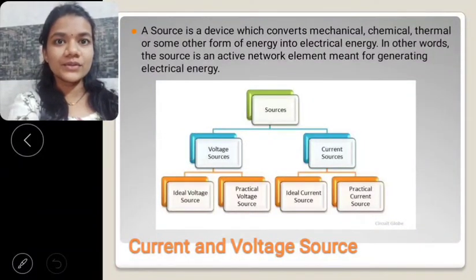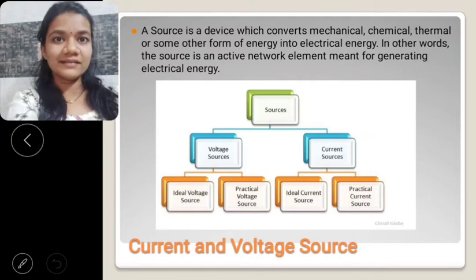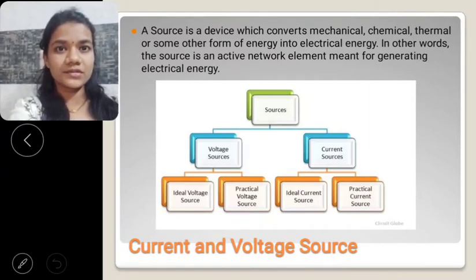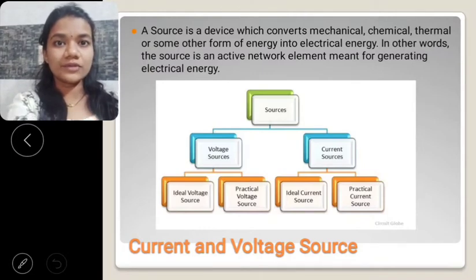Hello. So in the last lecture, we have seen the passive components, that is resistor, capacitor and inductor. Today we are going to start with current and voltage sources. So what is a current and voltage source? As we know, in every circuit we require a voltage source or current source for supply purposes.